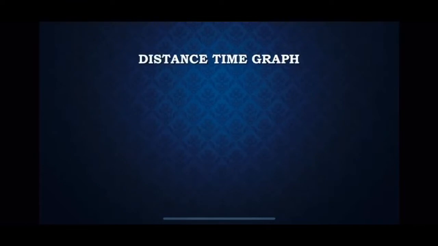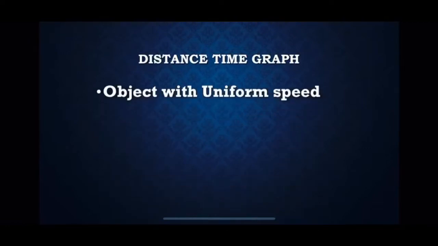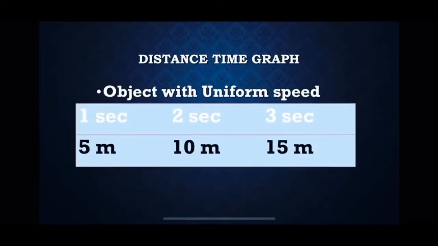The first graph that I am explaining is the distance time graph. That is of two types. The first one is an object moving with uniform speed. See this table. In the first second, the distance of the object is 5 meters, in 2 seconds it is 10 meters, and in 3 seconds it is 15 meters.